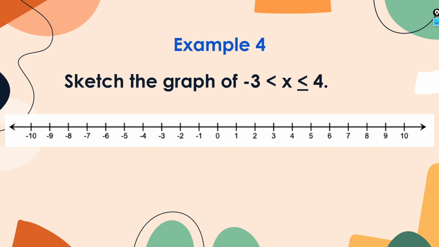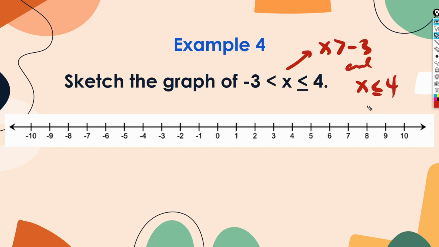X is greater than negative 3. Tandaan, ganun ang pagbasa ha. From the middle, you go to the left. X is greater than negative 3 and less than or equal to 4. Okay? Now again, remember, we can break this apart into two parts. X is greater than negative 3 and x is less than or equal to 4.